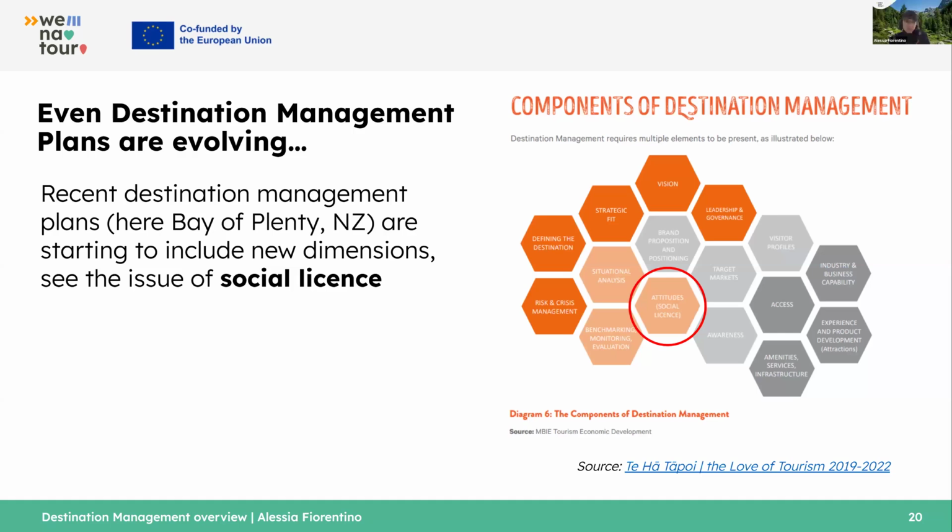And why is social license important? I'm sure all of you have read this summer or in the last couple of months about the issue of over-tourism or anti-tourism movements. Without social license, tourism projects may face some resistance, some conflicts, even if they comply with formal regulations. But if you don't have the support of the community, it is a mess.